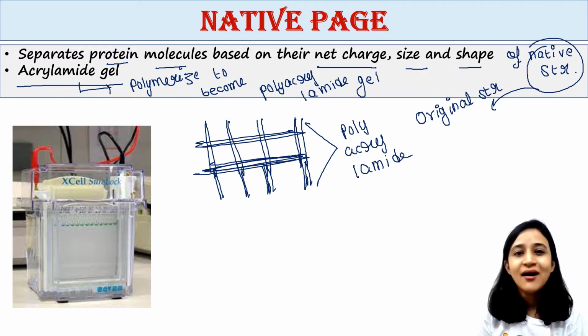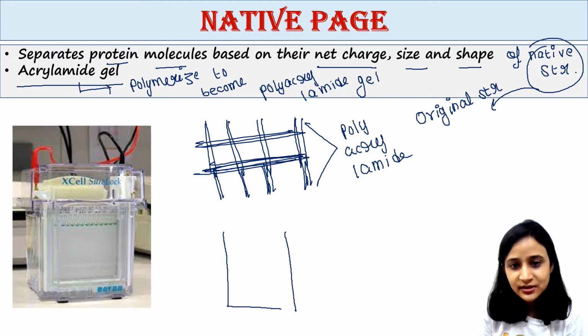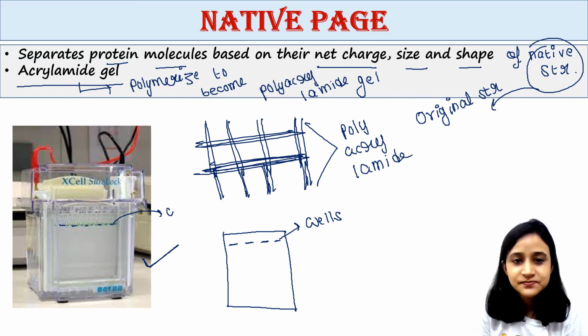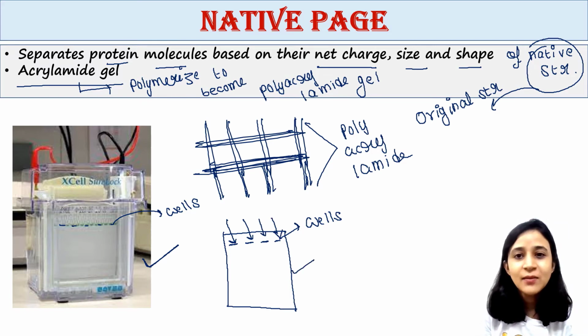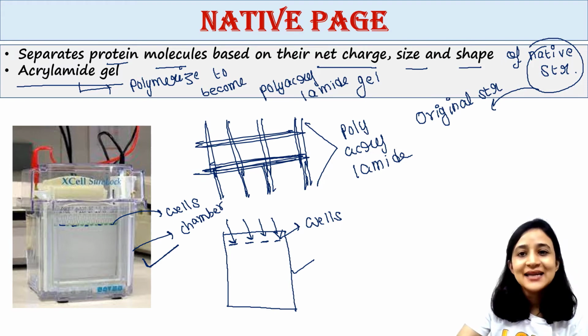Now protein samples are loaded into wells. Suppose this is the gel, and here we have some wells. In this picture you can see these wells. Protein samples are loaded into these wells at one end of the polyacrylamide gel. This gel is placed in the electrophoresis chamber that is connected to the power.